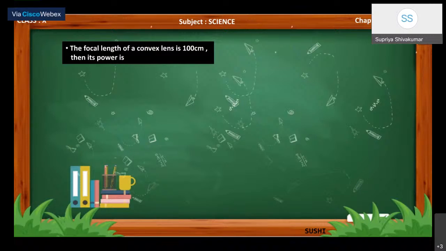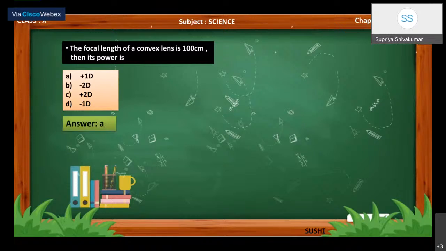Yes, the focal length of a convex lens is 100 centimeter, then its power is? 0.01, option D, ma'am. Exactly 0.01. So is it minus? No, ma'am. Convex lens is always plus. Sorry, ma'am. It's plus 1D.